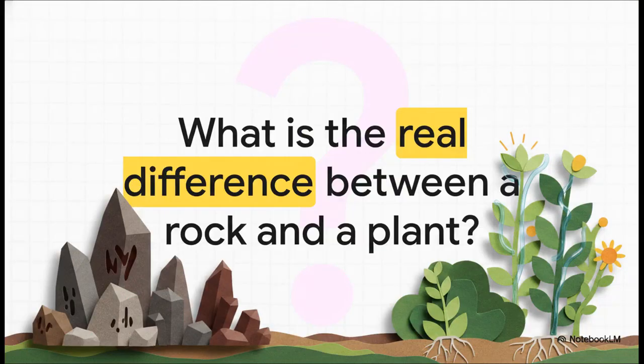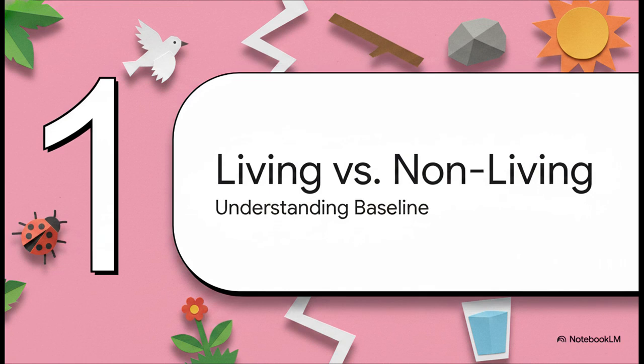I want you to think about this for a second. What's the real difference between a rock and a plant? I mean, at a quick glance, both of them just seem to sit there on the ground, quietly occupying space, right? But if we zoom in to a microscopic level, one of them is simply weathering away, while the other is engaged in this silent, highly complex symphony of cellular activity. And it's that invisible difference that really defines the entire concept of being alive. All right, section 1, living versus non-living, understanding the baseline.